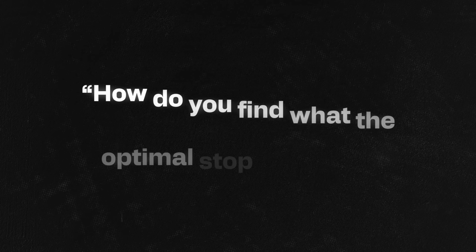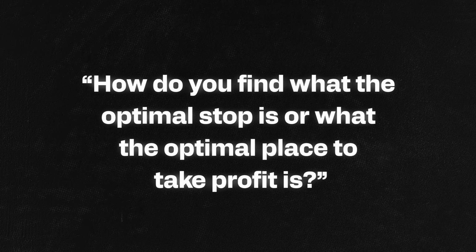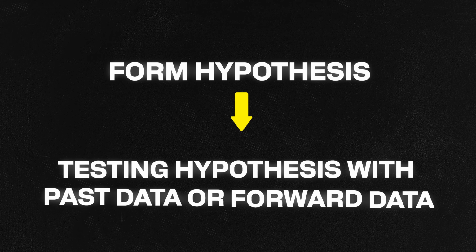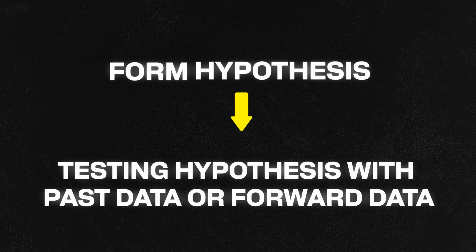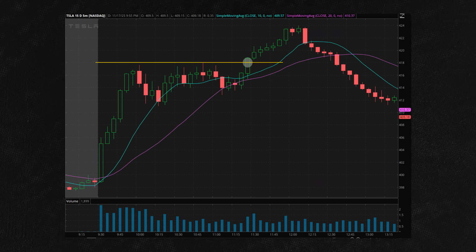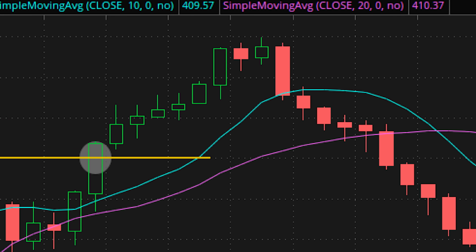Oftentimes, I'll get asked, how do you find what the optimal stop is or what the optimal place to take profit is? You form a hypothesis, then you test that hypothesis using past data or data going forward. For example, you can test what the average profit would be if you use a 20-period moving average as a stop versus a 10-period moving average, or compare it to holding the trade 5 minutes or 30 minutes.